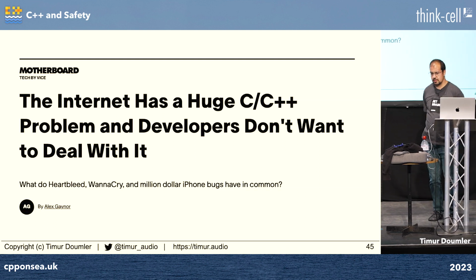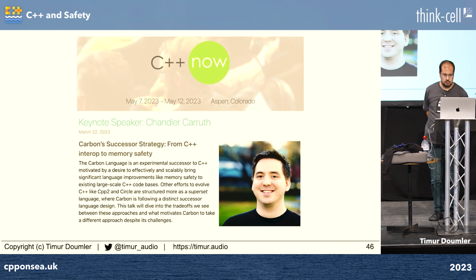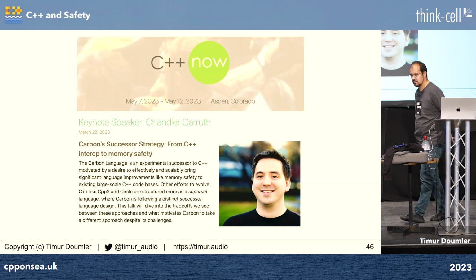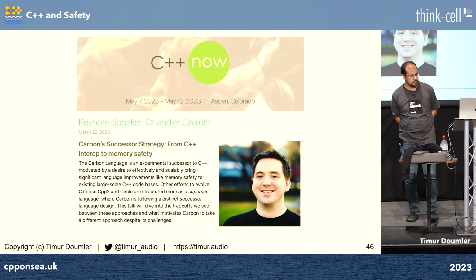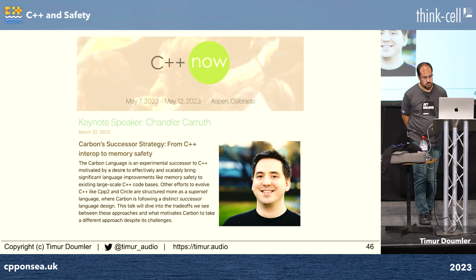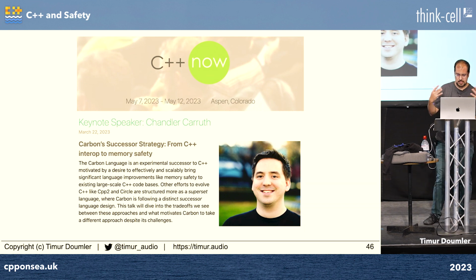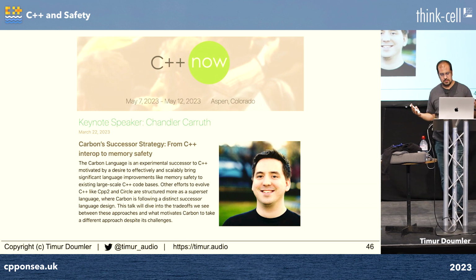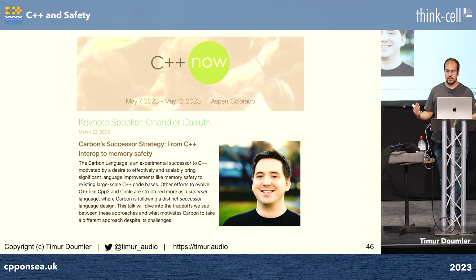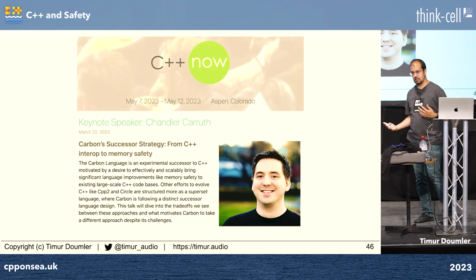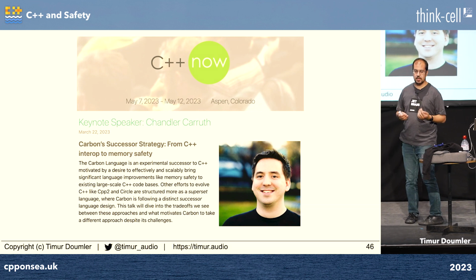Last month at C++ Now, Chandler Carruth gave a keynote. It had Carbon in the title, but he wasn't just talking about Carbon. He was talking about security more broadly as well. Great keynote. One of his statements there was that safety places invariants or limits on program behavior in the face of bugs. That's, I think, a very useful way of looking at it.